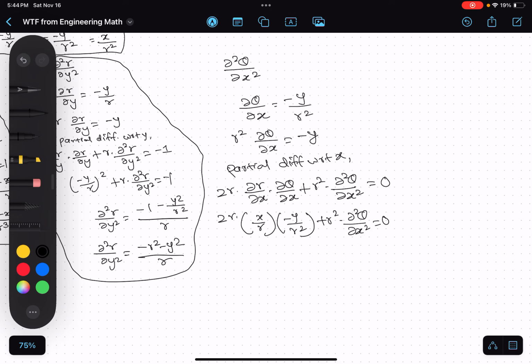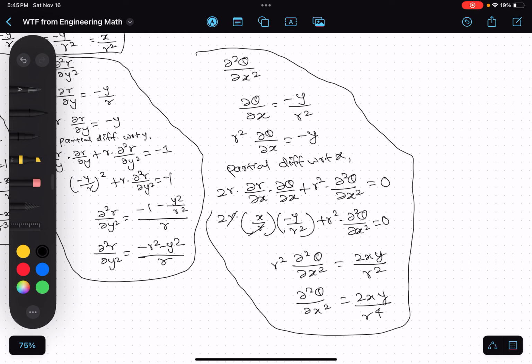And over here, this r cancels out, so we have partial square theta by partial x square times r square equal to 2xy by r square, right? So partial square theta by partial x square is just 2xy by r to the power 4. Is that it? Yeah, that is it. That's it, guys. Okay, now the last one. This last one, and it's done, guys. Just the last one and it's done.